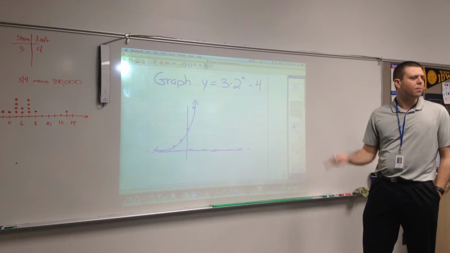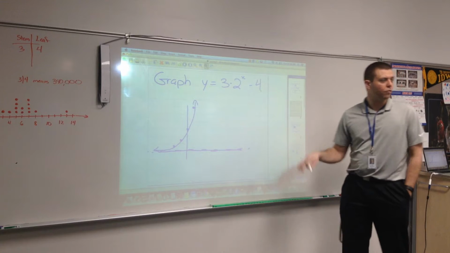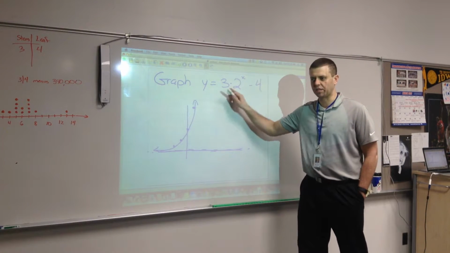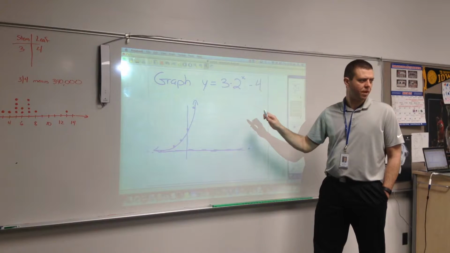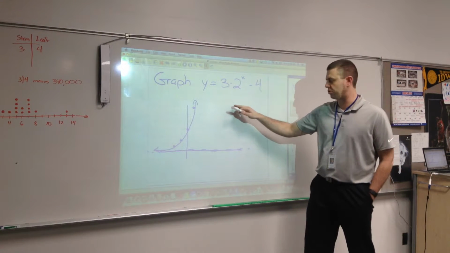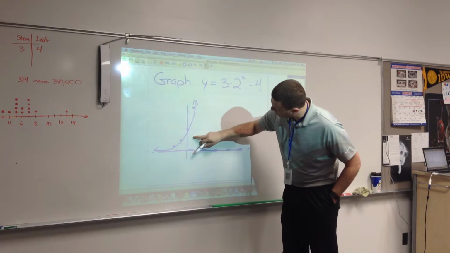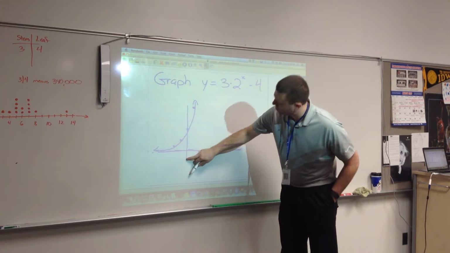So I'm just telling you, you might have some that you have to move up or down after you apply the a times b to the x part. Okay? I'm not going to go through one of those, but all I would do is take every one of these coordinates and move it 4 units down. Move it 4 units down, and so on.